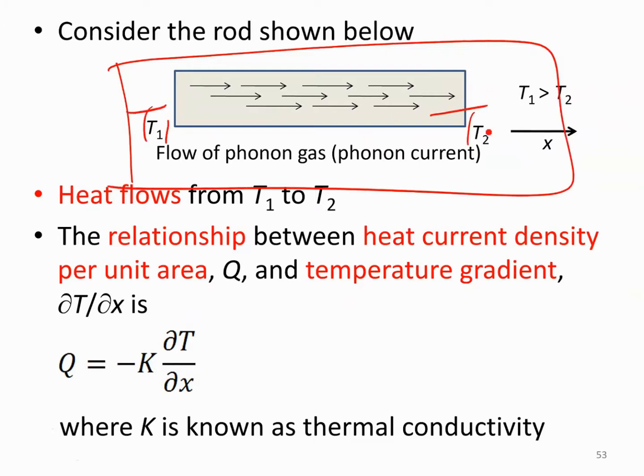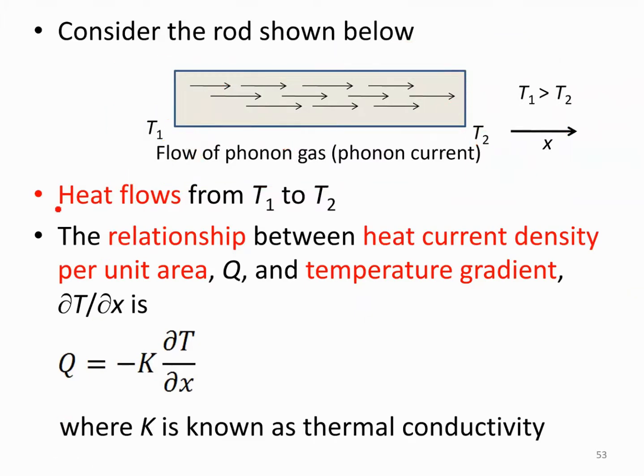from T1 to T2. Okay, and the temperature of T1 is larger than T2 because the heating source is here, and the heat transfers from the higher temperature to the low temperature. So heat will flow from T1 to T2, here to here.